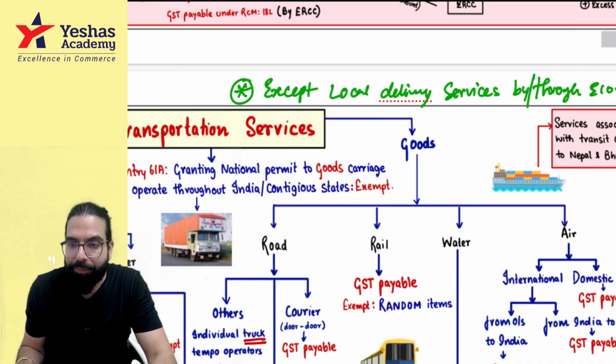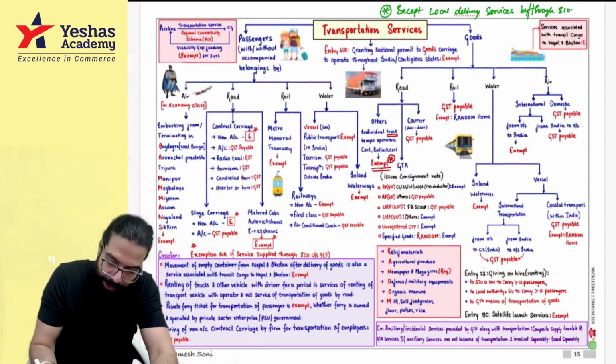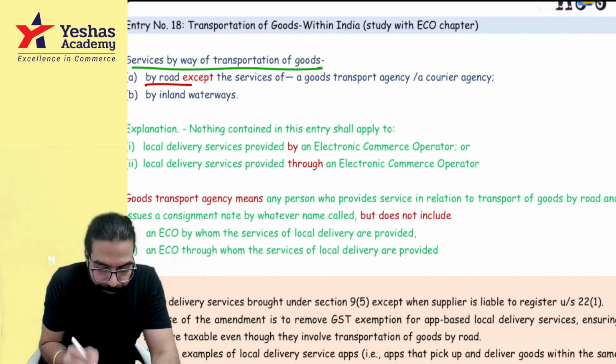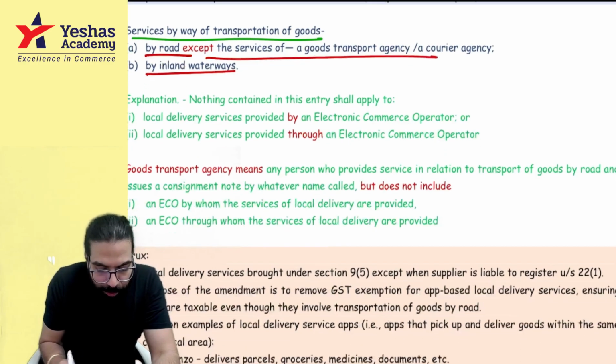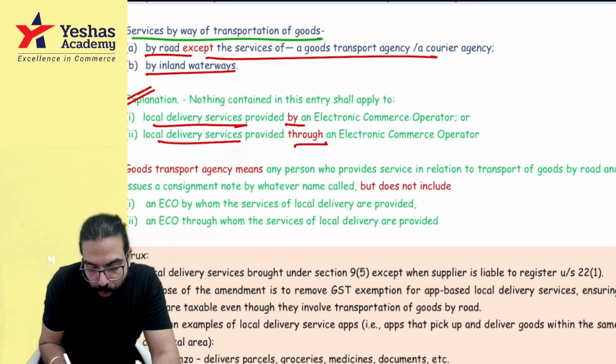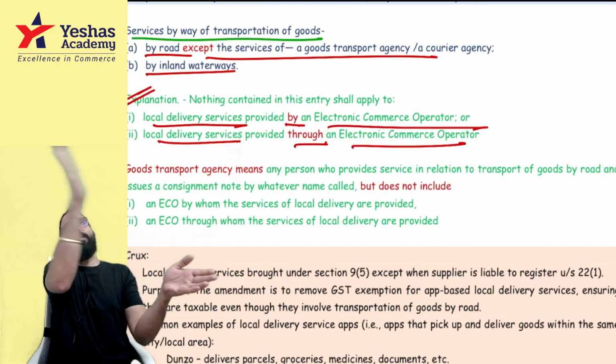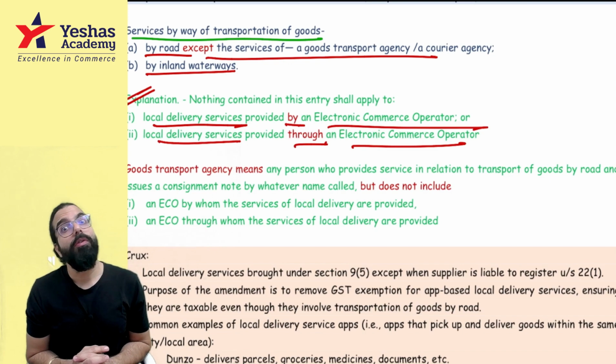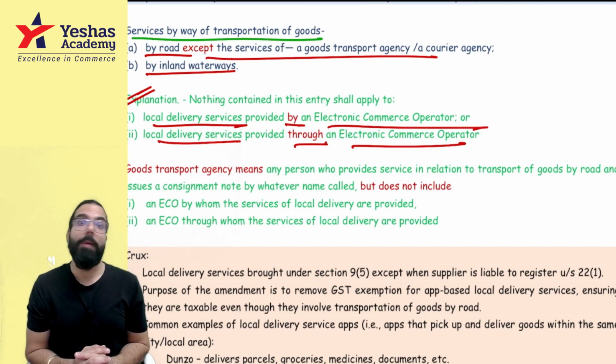Please tell me, everyone. Yes, sir, clear. So remember one thing, I have specifically told you over here, services by way of transportation of goods by road are exempted except by GTA and by inland waterways. They told over here, local delivery service by or through e-commerce, whether it is provided by someone through e-commerce or the e-commerce operator is providing, then remember one thing, for local delivery services through or by an e-commerce operator, the e-commerce operator will be liable.